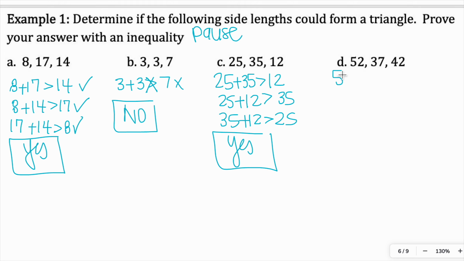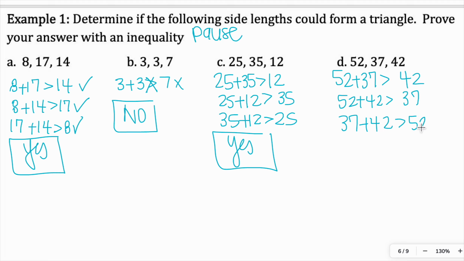And our last one, I tried 52 plus 37 first. That is greater than 42. 52 plus 42 is greater than 37. And 37 plus 42 is greater than 52. All three of these are correct, so we could say yes for part D.